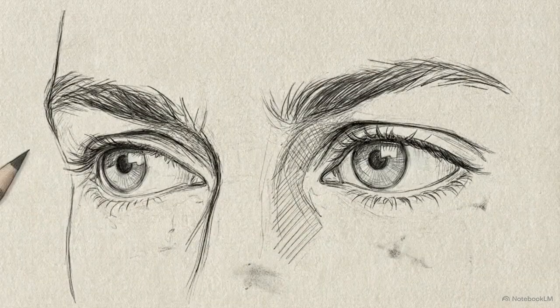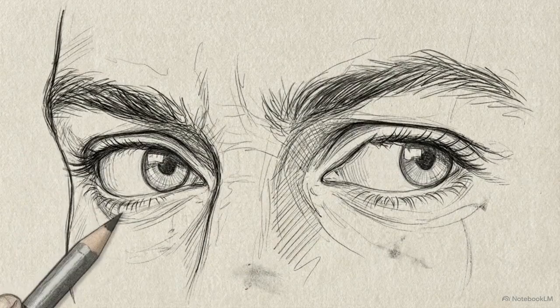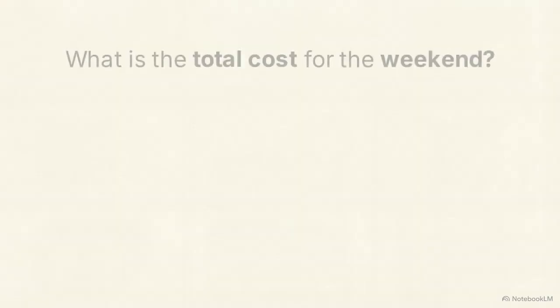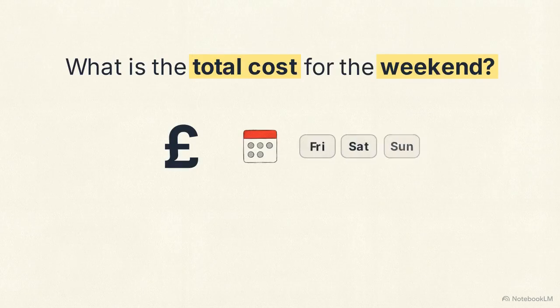Step 2 uses the short preparation time before the recording starts. We use this window to run a predictive analysis on the question text. Here is our question. What is the total cost for the weekend? Look closely at those highlighted words. They tell us what to listen for.